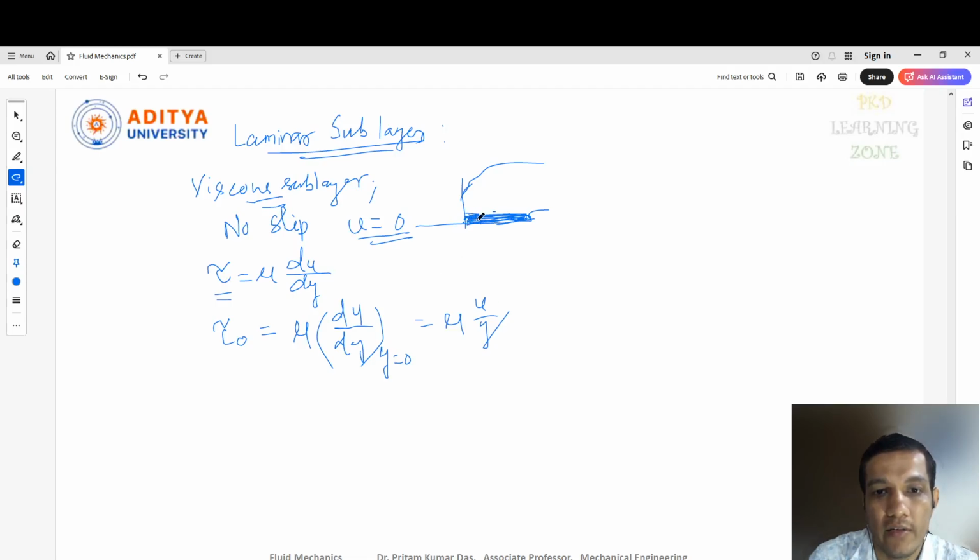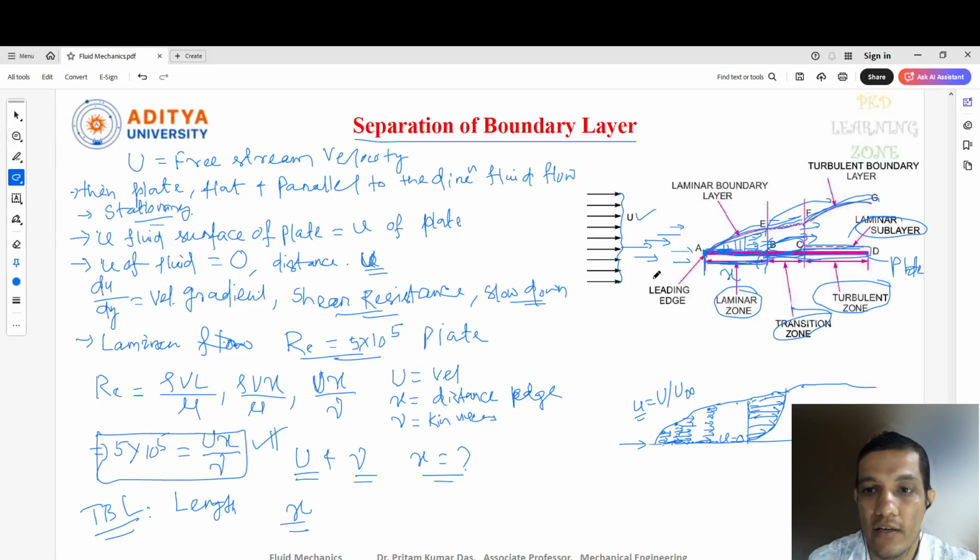Though this laminar sublayer is formed here, the flow is turbulent. We get a lot of eddy flows, but a layer will be formed in this region near the surface vicinity. There will be the no slip condition, that means no velocity. So this is about the laminar sublayer, and all the concepts regarding the boundary layers.